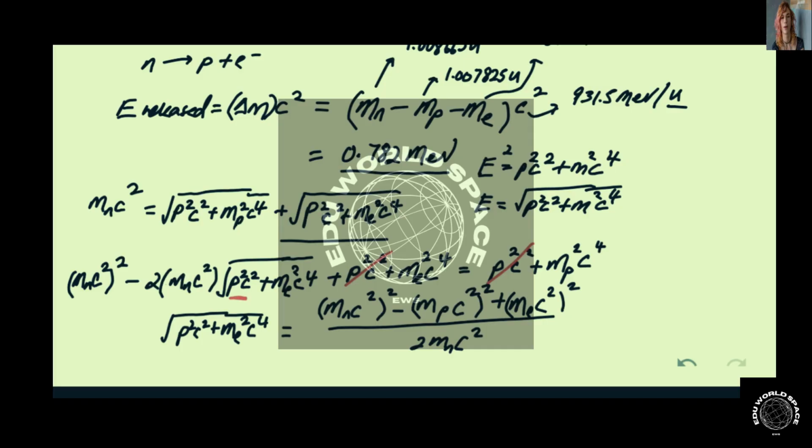And from here, it should be quite easy. What you're going to do is square both sides to get rid of the square roots, and then subtract this term to the right hand side. This is just m e c squared, squared.